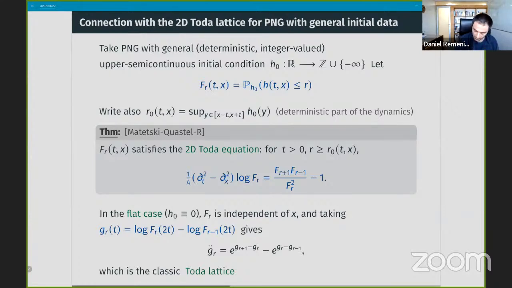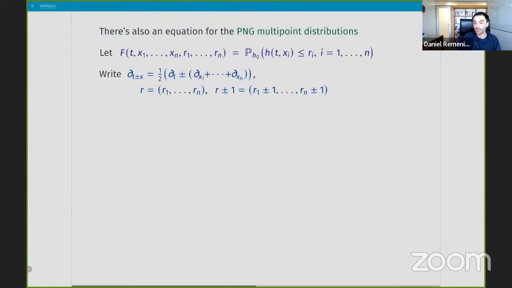Before trying to comment a little bit about this, let me tell you that there's also a version for the multipoint distributions of P and G. So now instead of looking at one point, I'm going to look at several points at a time. What's the probability that at coordinates xi I'm below ri at time t? I give this function a name. So there's t, there's the x's, and there's the r's, and I need this notation.